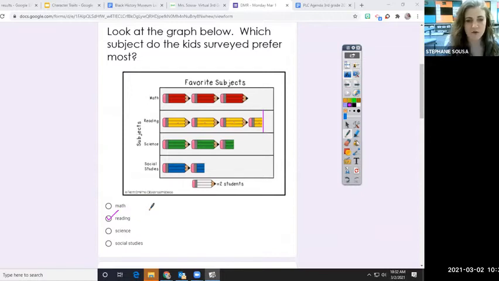Questions about this graph? Good, we did pretty well on it.